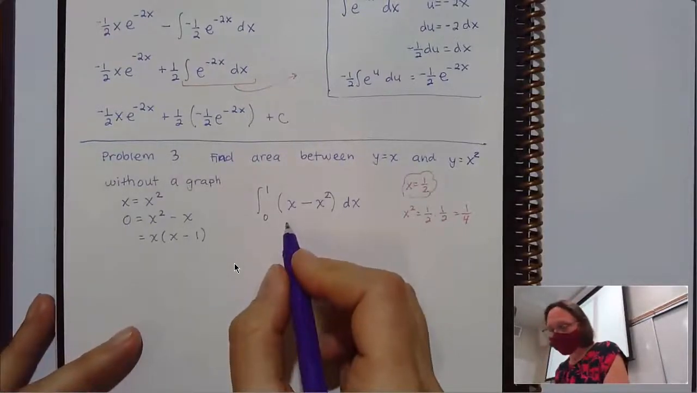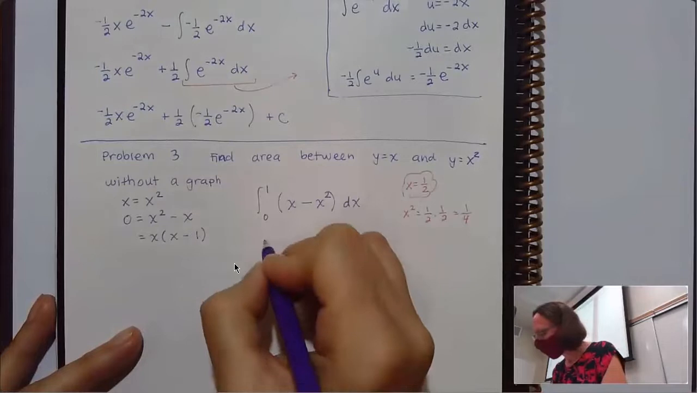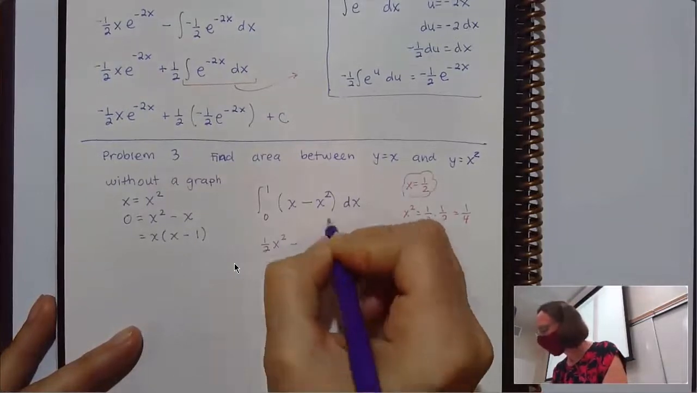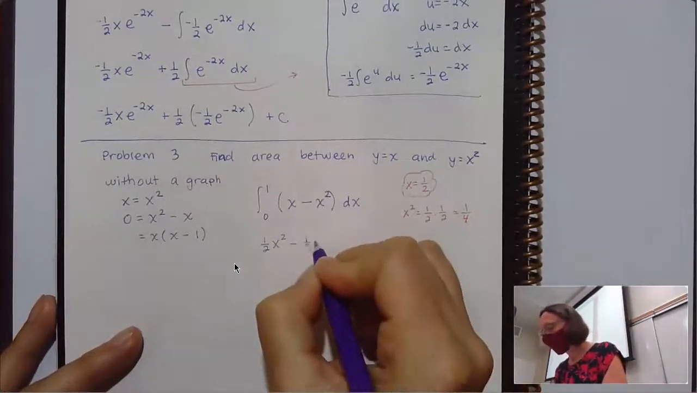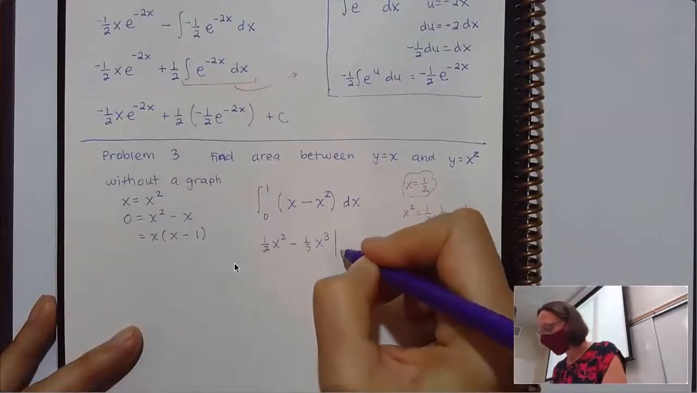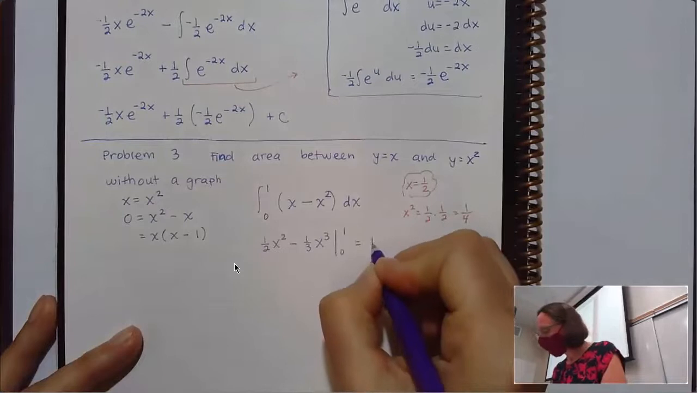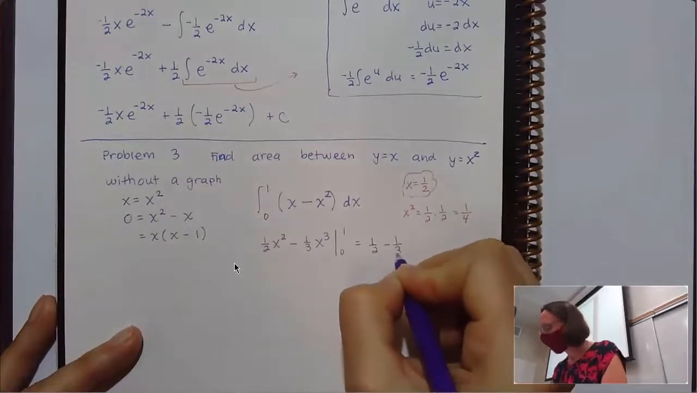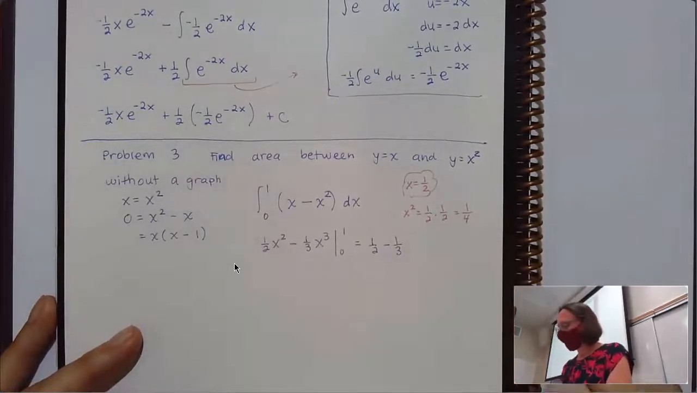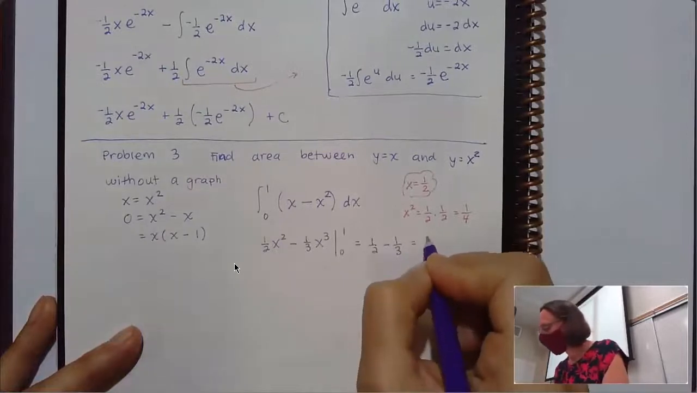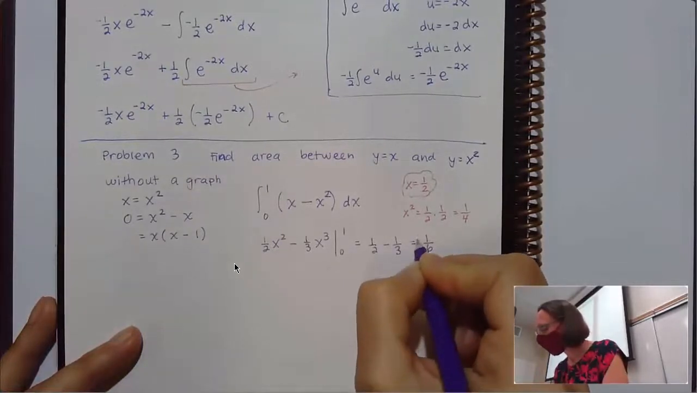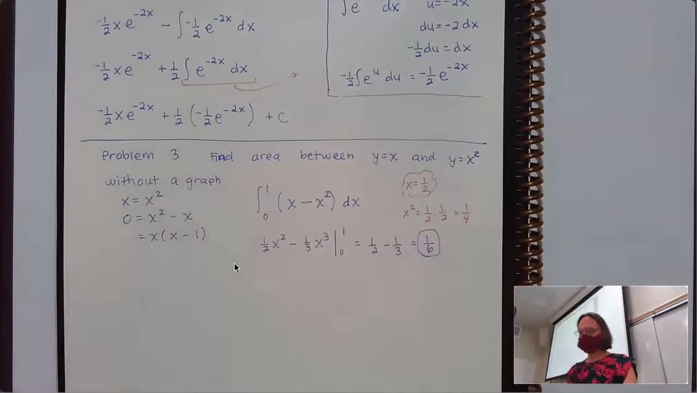So if I do this, my integral of x is going to be 1/2 x squared. My integral of x squared is 1/3 x cubed. I'm going from 0 to 1, which means I am looking at 1/2 minus 1/3, which I think is 1/6. And I'm out of time.